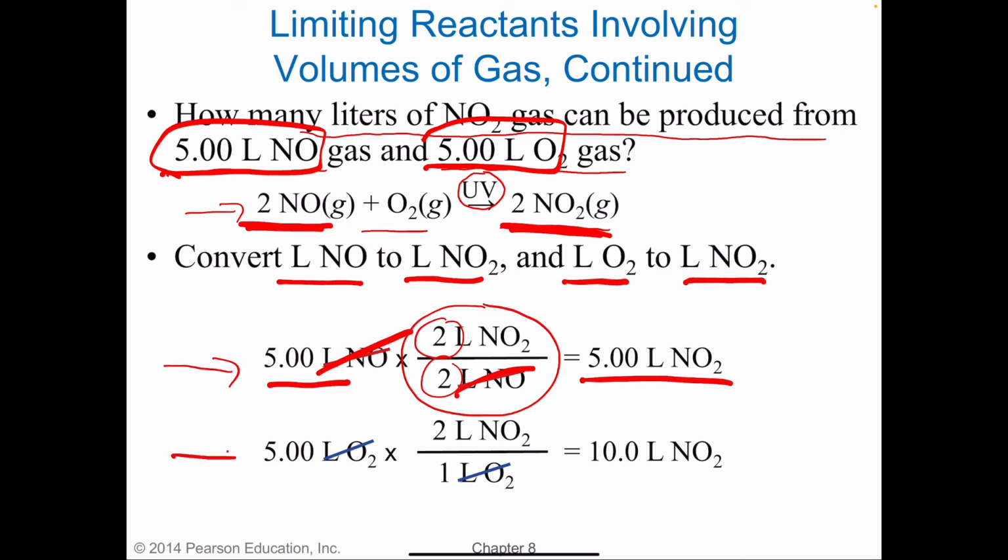Same kind of thing for oxygen. We've got 5 liters of oxygen gas. We're using the mole to mole ratio to convert from liters of one thing to liters of another. So we're just looking at the coefficients. The oxygen had a 1, so we've got a 1 in the denominator. The product had a 2, so we've got a 2 in the numerator. Units cancel, and now we're multiplying by 2. So 5 yields 10.